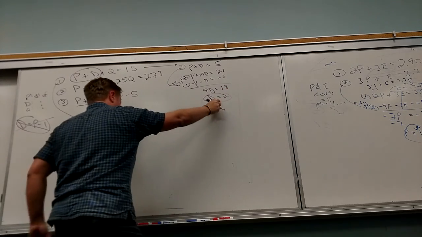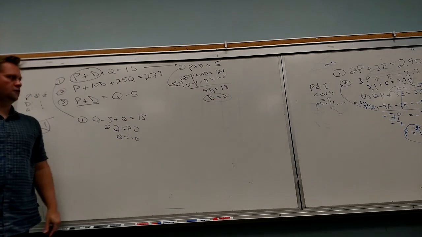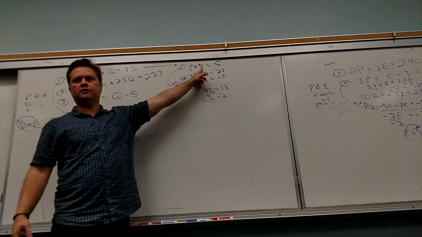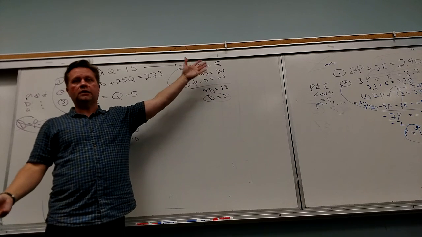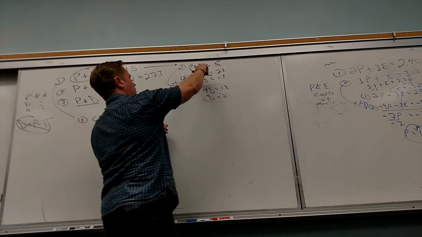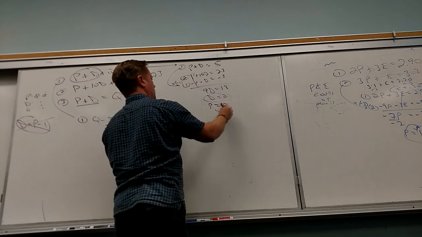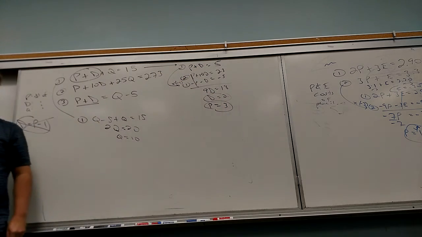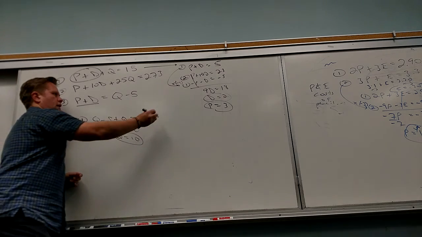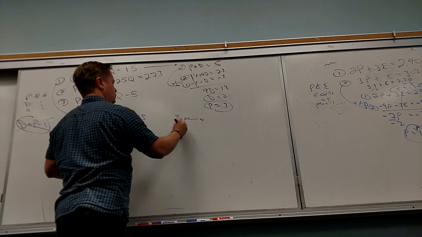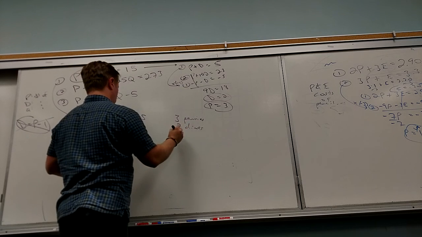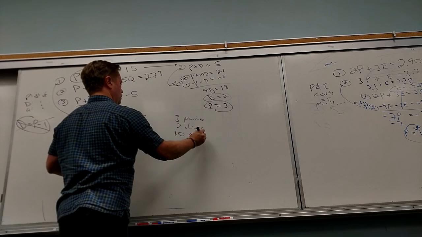So now I know D is 2, I know Q is 10. And now I just got to plug a 2 in there for D. I know what D is. I can plug it in there and see what P is. So P plus 2 is 5, so P must be 3. So then you got 3 pennies, 2 dimes, 10 quarters.